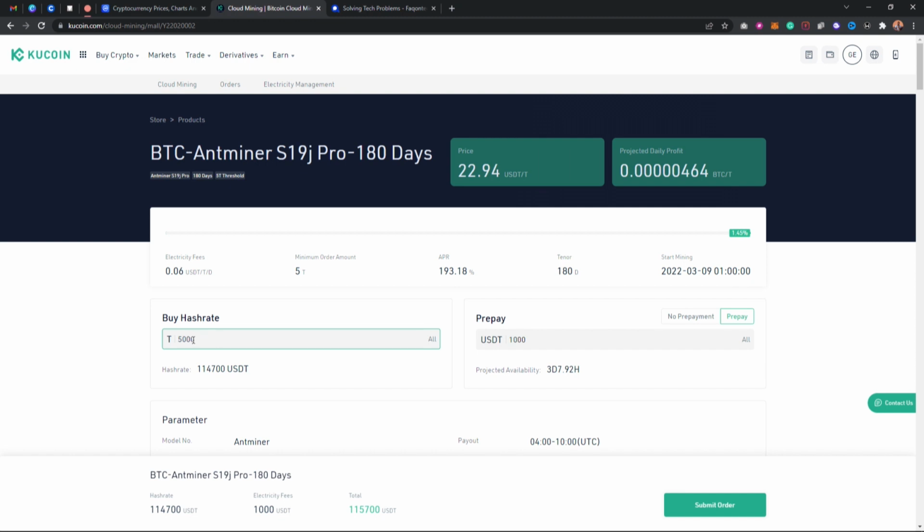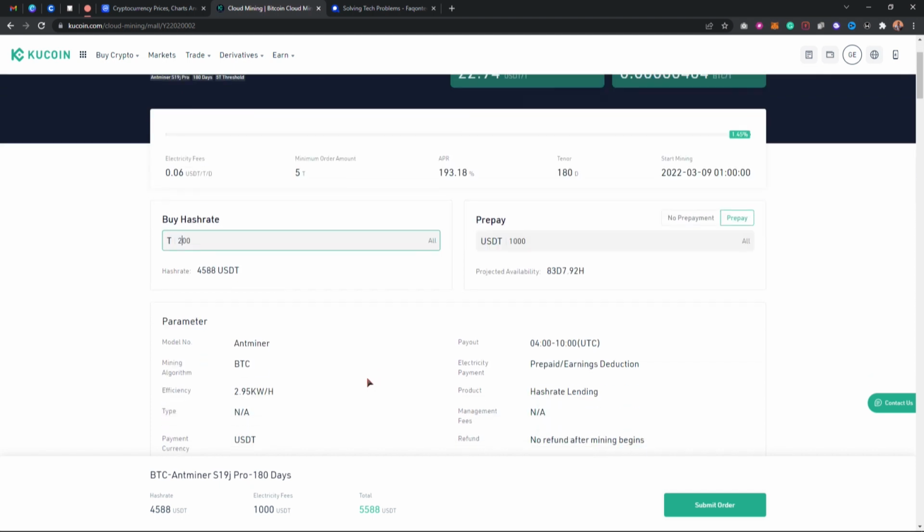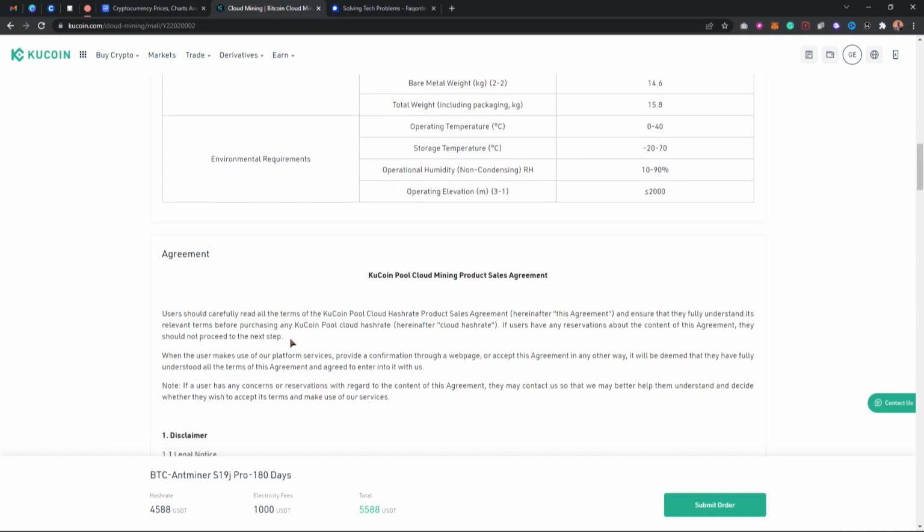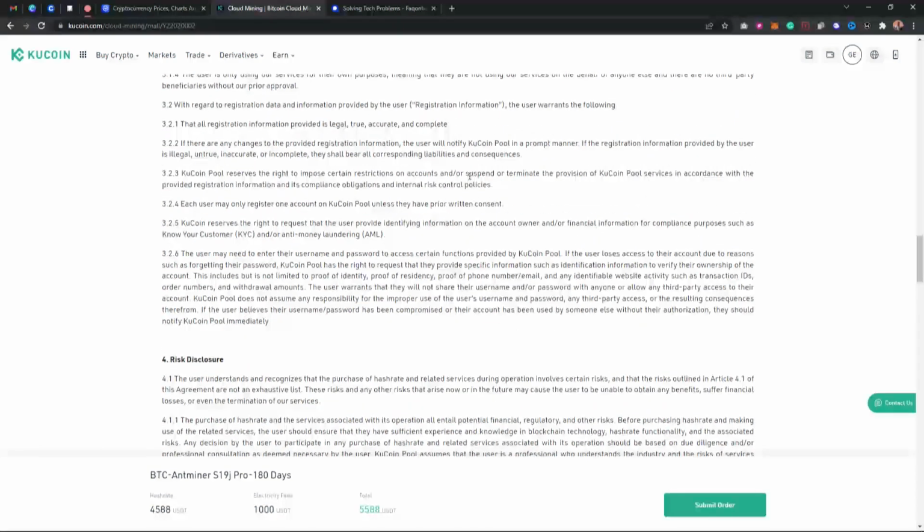So I'm just going to reduce this hash rate to about 1000. If I choose 1000 hash rate, this is the amount, 2000-something dollars. I can make this $5,000 if I want to. Then make sure you go through all these things. Make sure you read the agreement, and make sure you are ready to invest.